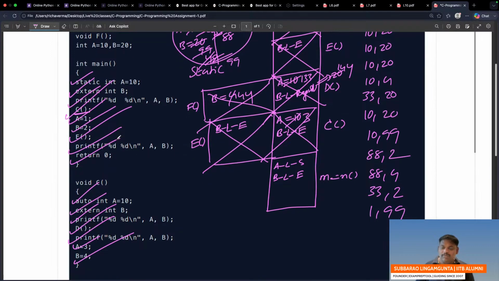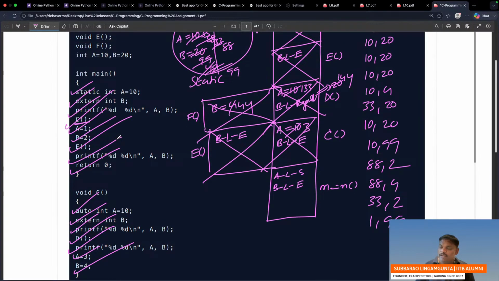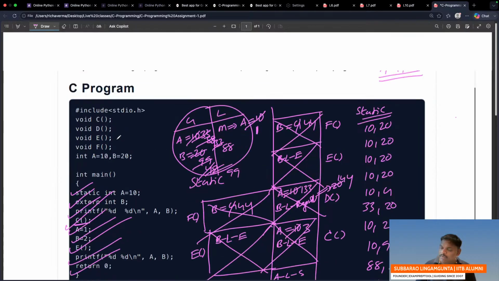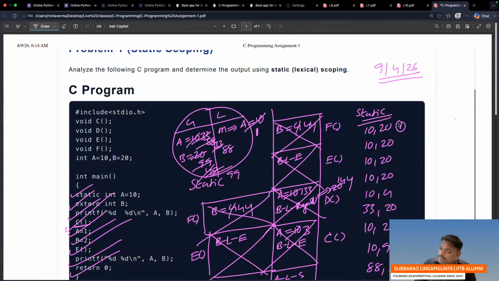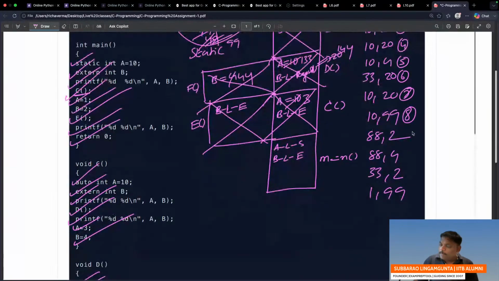So total how many values? Let me check how many values in total. 1 here, 2 here, 3 here, 4 here, 5 here, 6 here, 7 here, 8 here, 9 here, 10 here, 11 here, 12 here. So totally 12 values. Let me know if anyone has any objection.